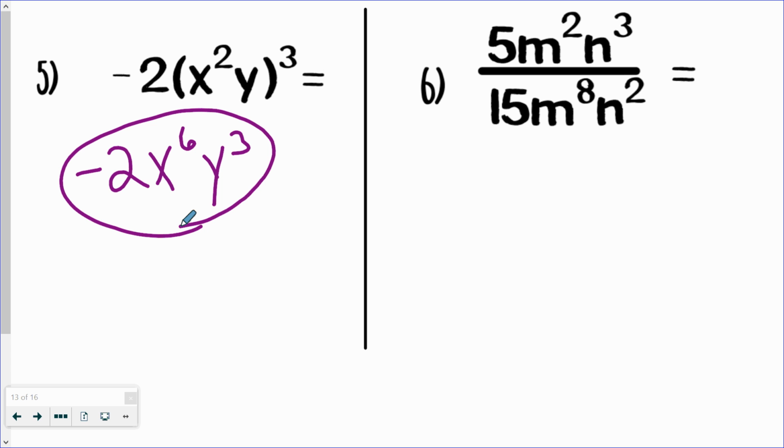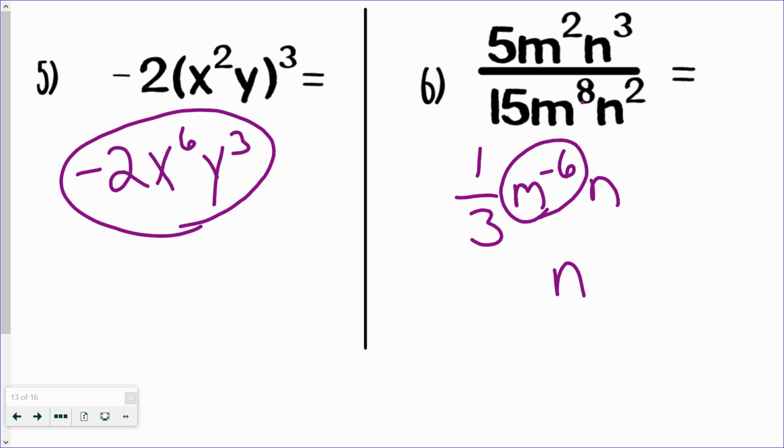Okay, for problem number 6, the 5 and the 15ths, I'm going to actually just simplify that. It's going to become 1/3. And then I do my subtraction. m to the second, m to the eighth. 2 minus 8 is going to give me a negative 6. So I get m to the negative 6. 3 minus 2 for the n's is going to give me an n. Since this is a negative exponent, it's going to go into the denominator. The n will stay and the 1 will stay. 1 times n is n over 3m to the positive 6th power.